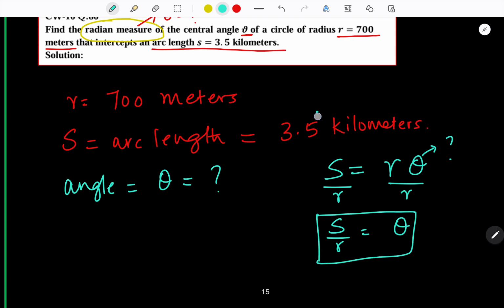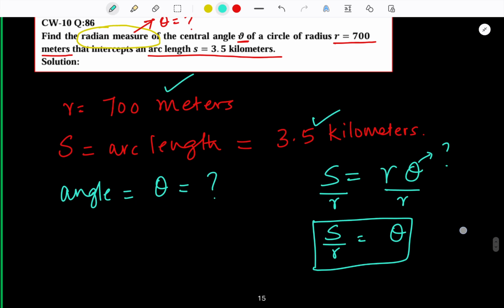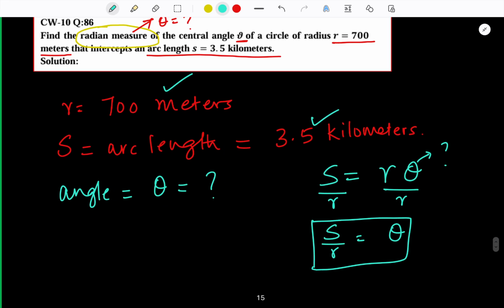S is given 3.5 kilometers. R is given, and we are going to calculate theta. Right? And the theta must be the radian measure. Right? Yes. So how are we going to calculate?